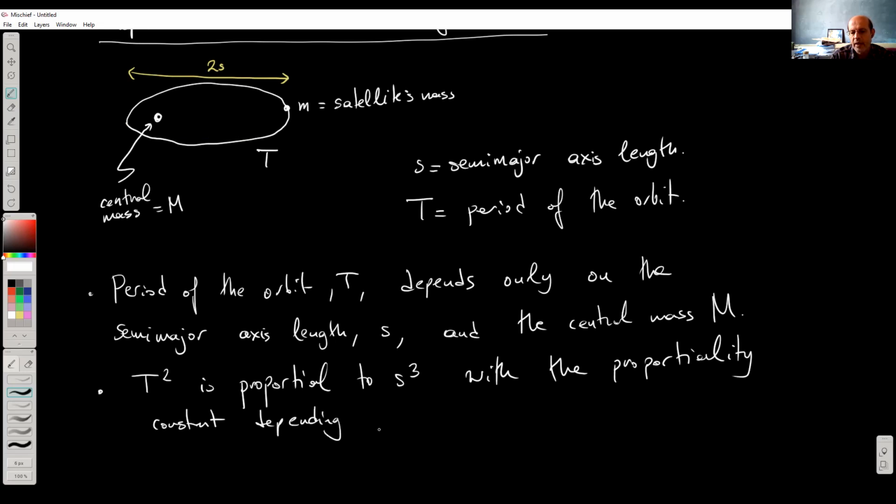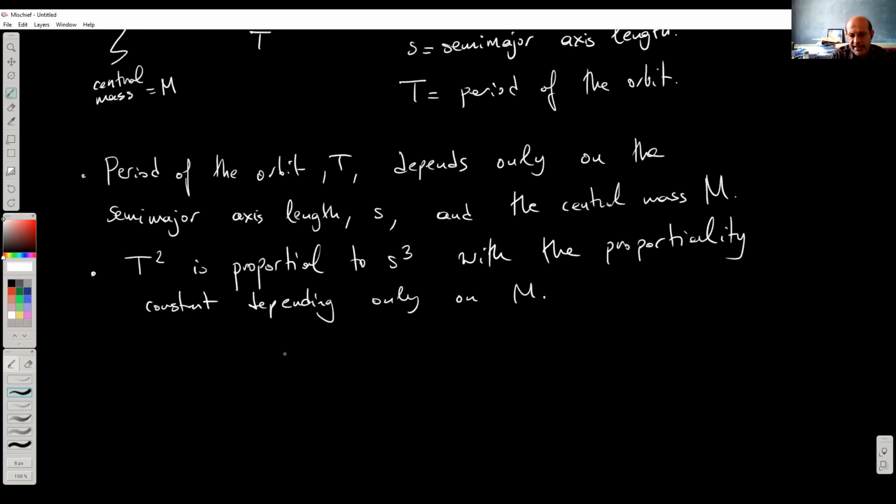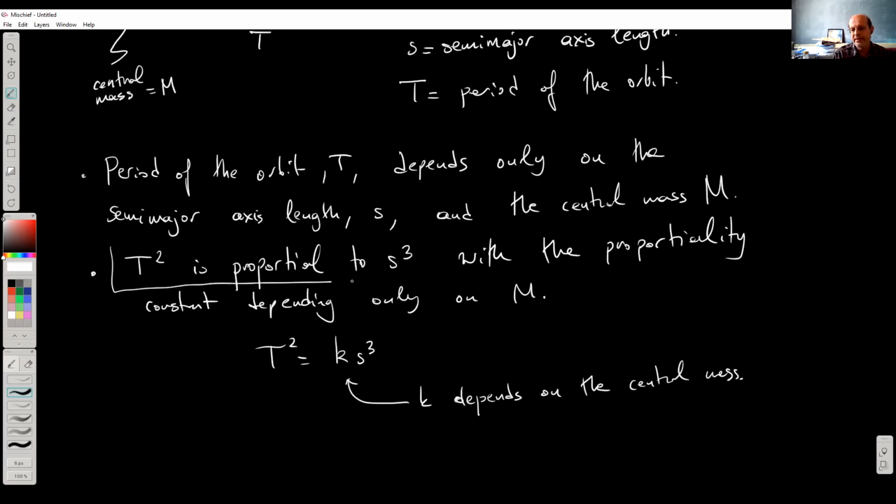depending only on M. Okay, so basically what I'm saying is that T squared is equal to K times S cube, right? Where this K depends only on the central mass. Okay, that's basically the statement, that's the main statement in here. But I add these kind of details in here, right? So that's the only thing that we should say.